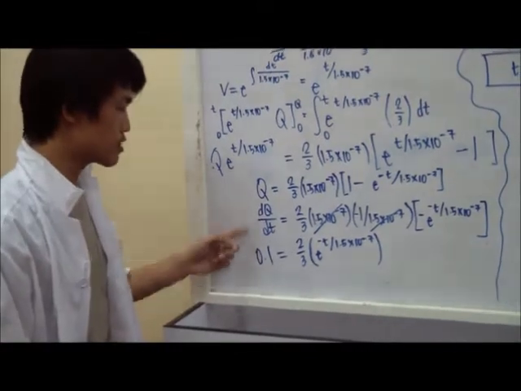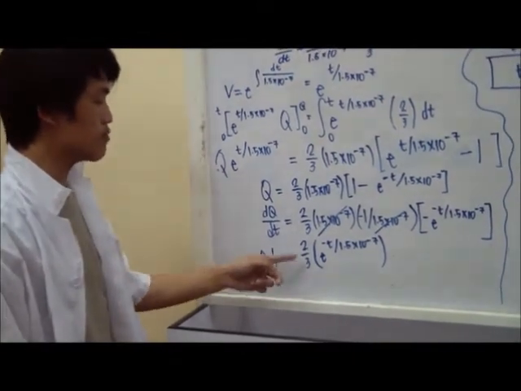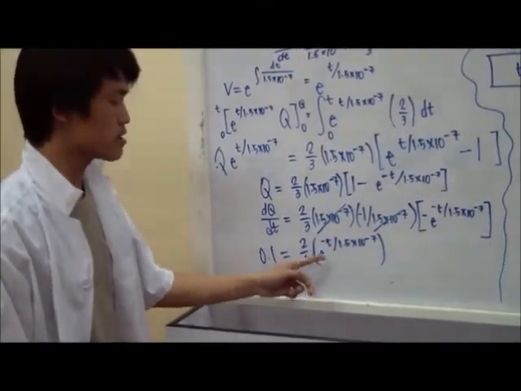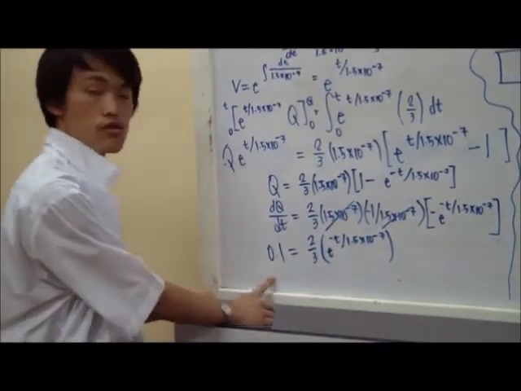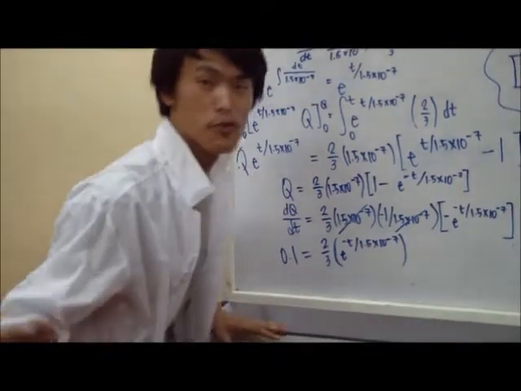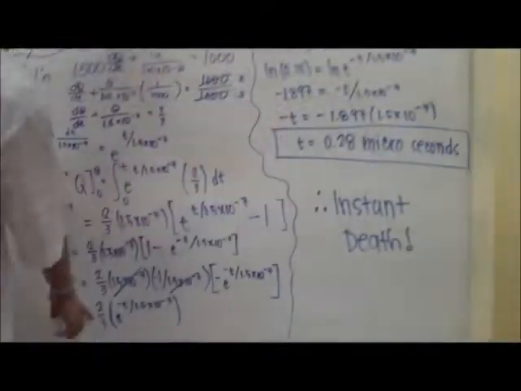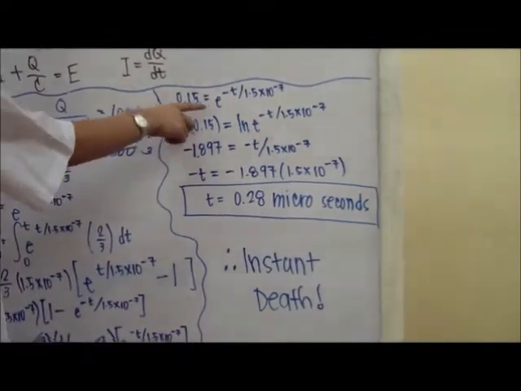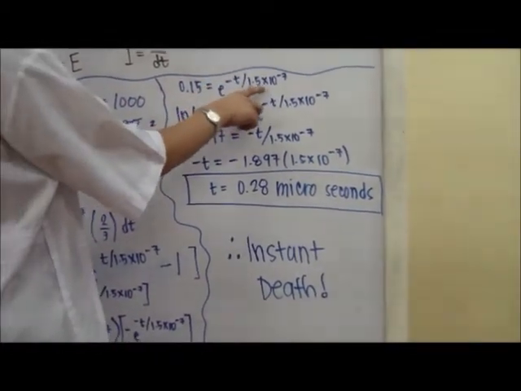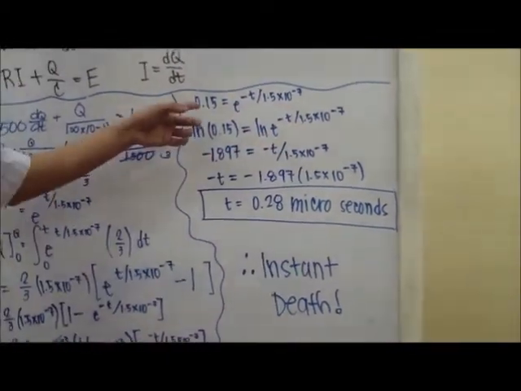And the resulting value will be 2 over 3 times e raised to negative t over 1.5 times 10 to the negative 7, which is equals to 0.1 ampere. Moving here, we transpose the 2/3 on the other side, and we'll get 0.15 is equals to e raised to negative t over 1.5 times 10 to the negative 7.